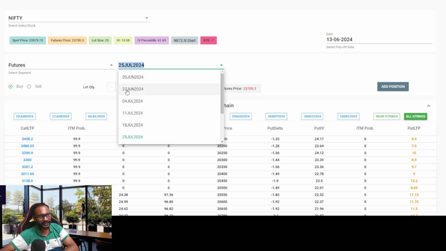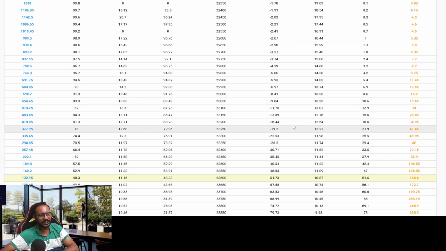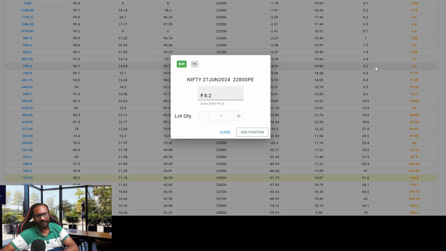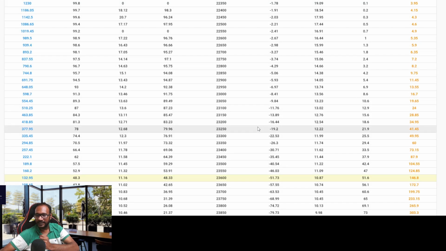So I'm going to 27th June. Now I am seeing what is there. 22,800, let's say. Okay, this is at 8 rupees. This is perfect for me. So I am adding one lot of it. Now this is the edge. Let me explain the logic.